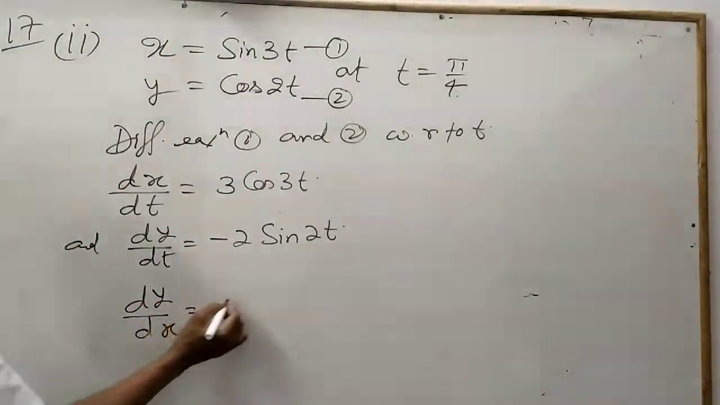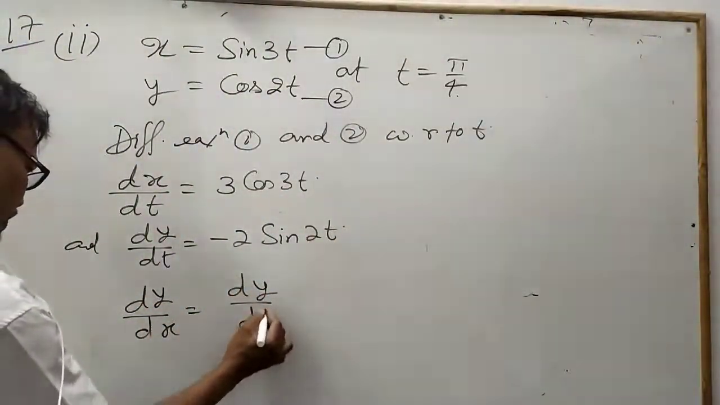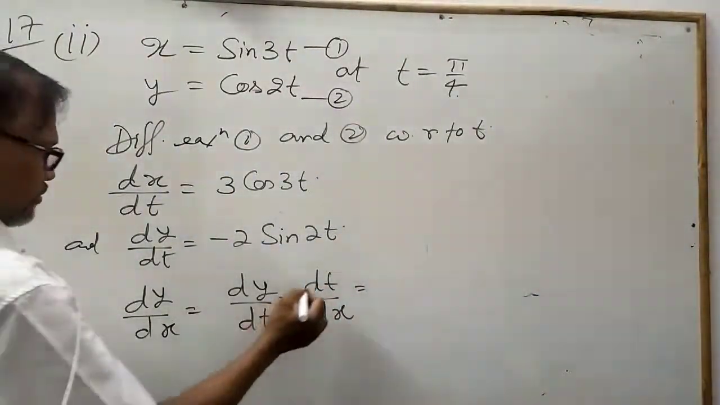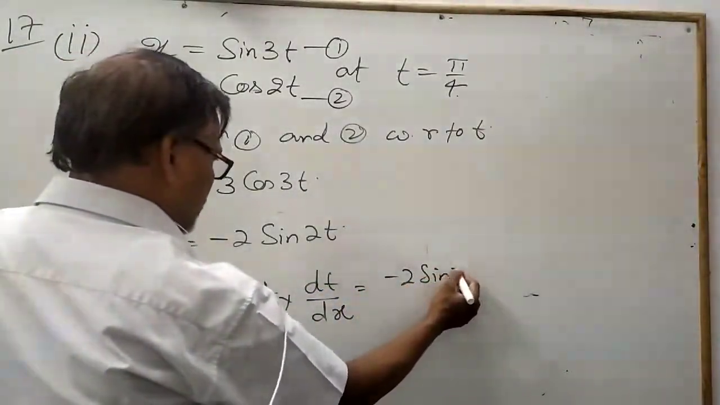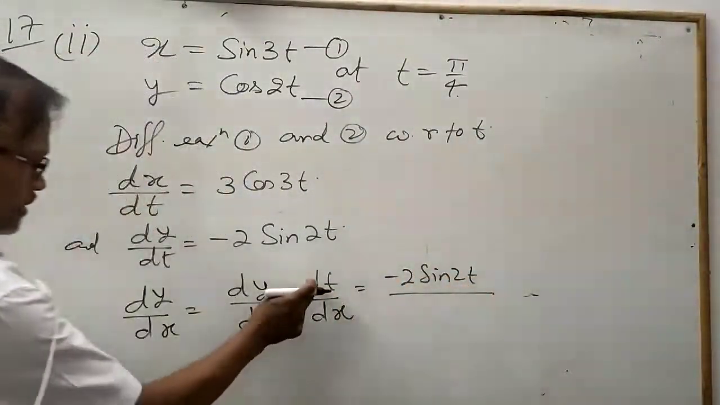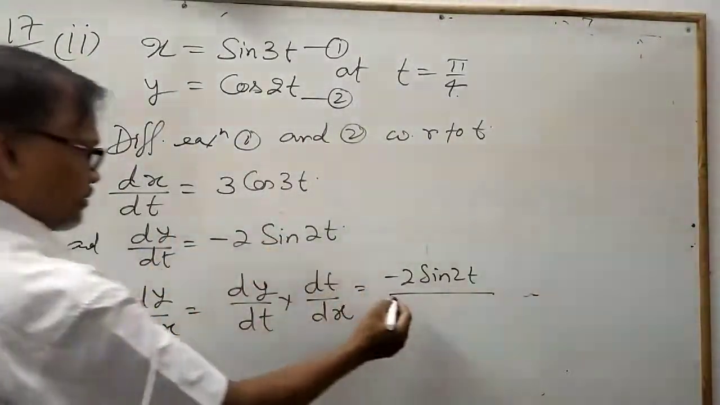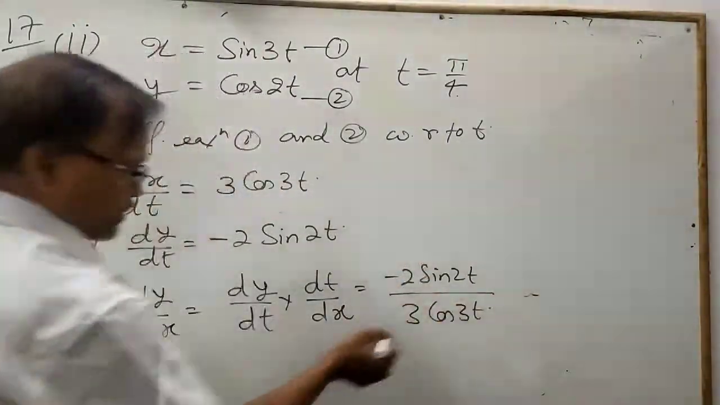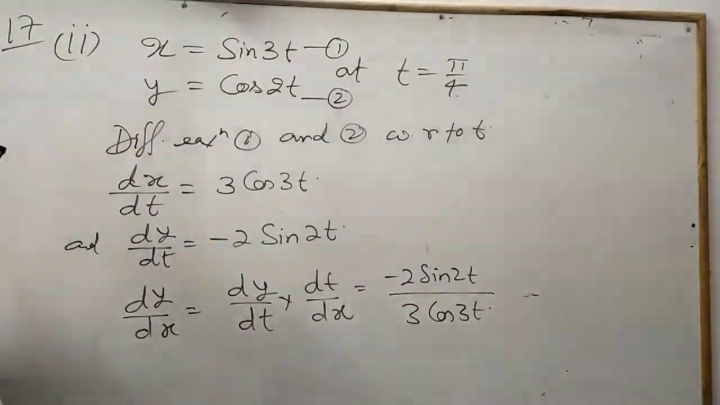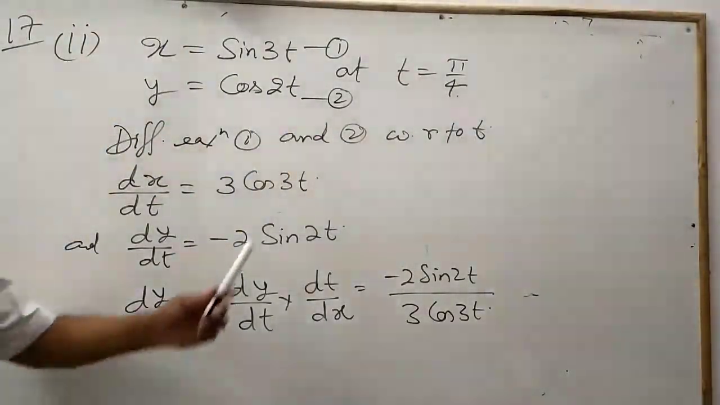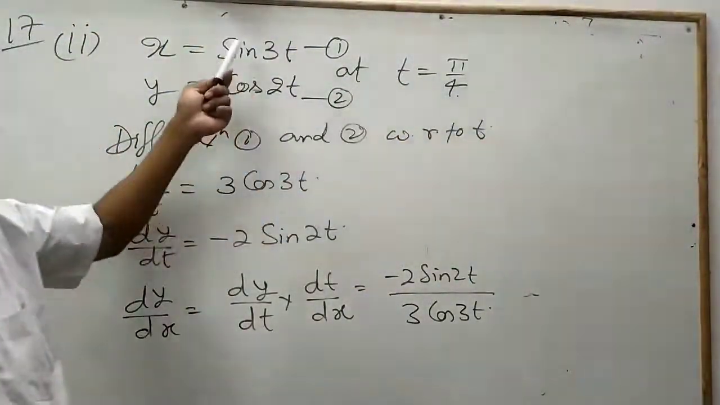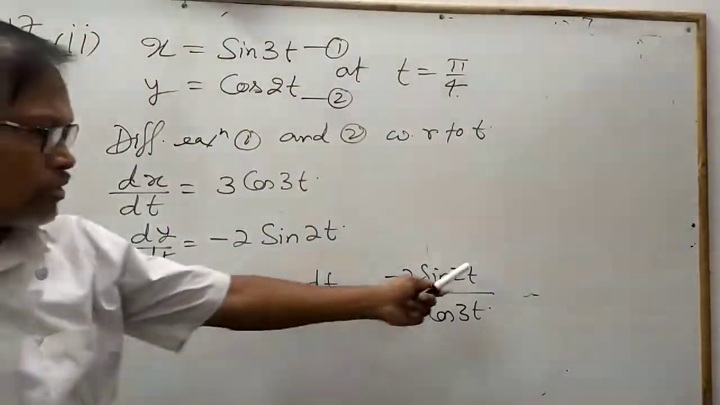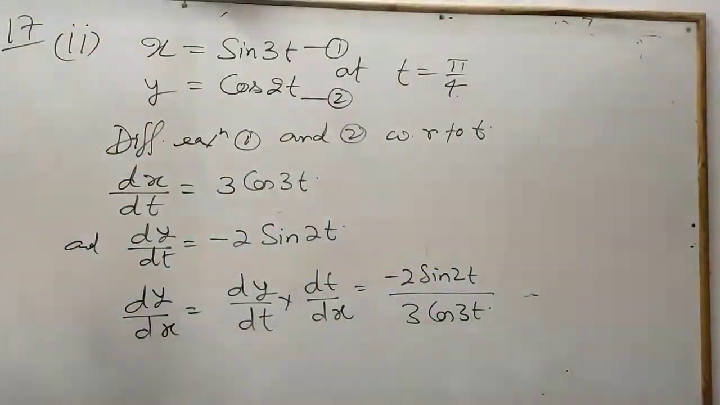Then put the value, because we need to find the dy by dx. Yesterday I told the formula. Put the value minus 2 sin 2t and upon, because it is dy by dt and dx by dt, so take the reciprocal, 3 cos 3t. This is the dy by dx. After finding the dy by dx, put the value of t is equal to pi by 4 in both the equations to get the x1 and y1, and in dy by dx also you put the t.